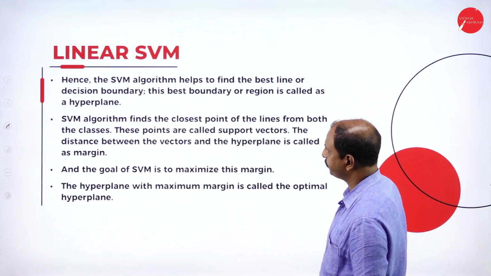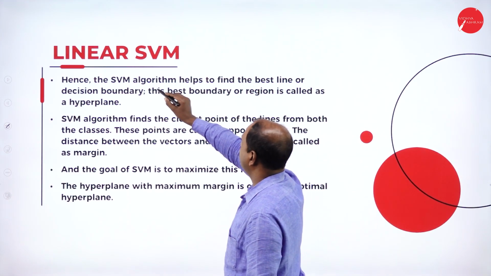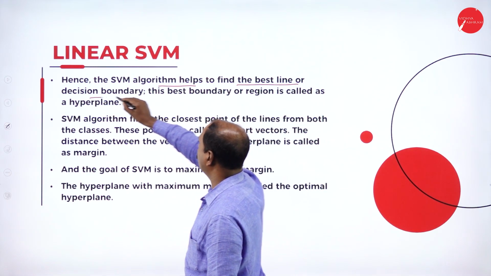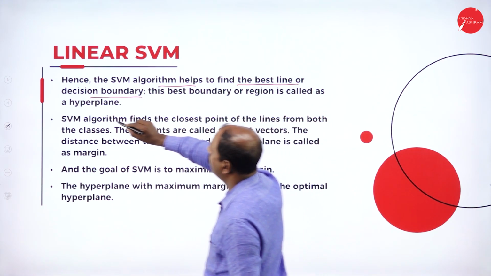In the next slide, the SVM algorithm helps to find the best line or decision boundary. It is called the hyperplane.